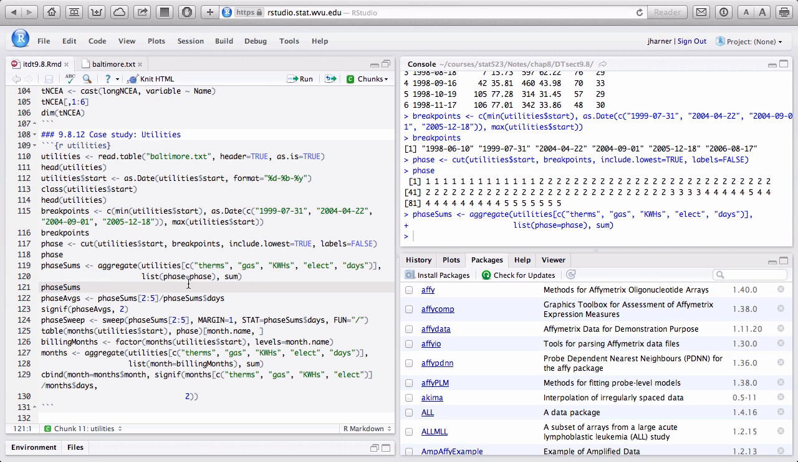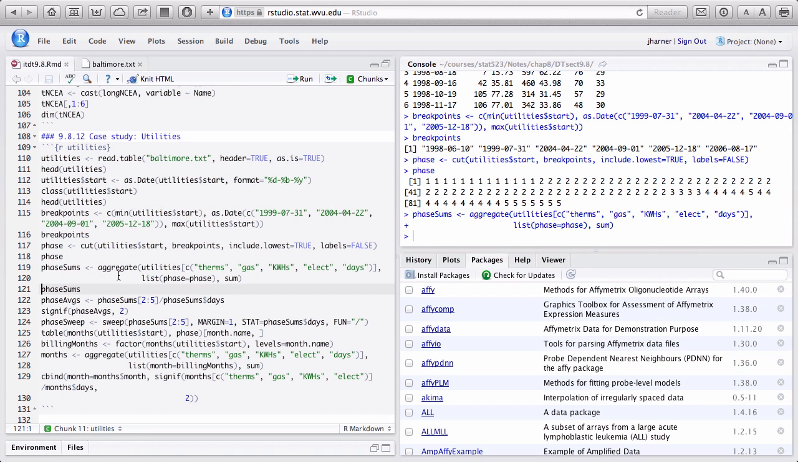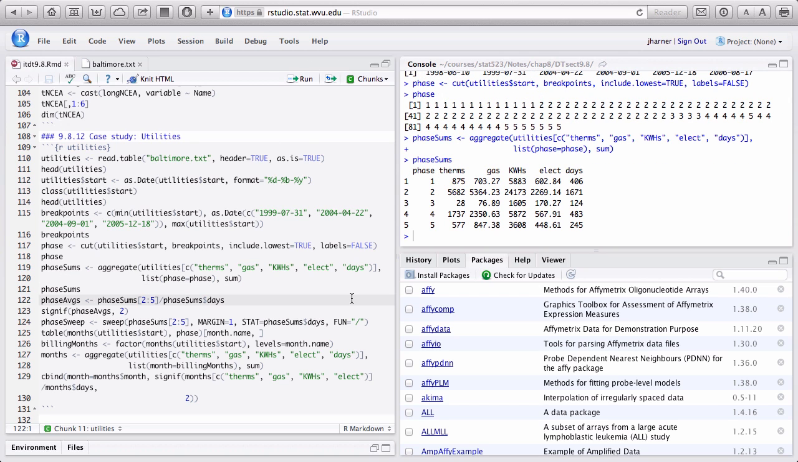And this is interesting. Yeah, there. Let's see if this works. Yeah. So now, what I'm getting is for each of the 5 phases, I'm getting the sums of kilowatt hours, the sum of days, and so forth. So in phase 1, there are 406 days. The total kilowatt hours used is 5883. The total amount of gas used is 703.27.